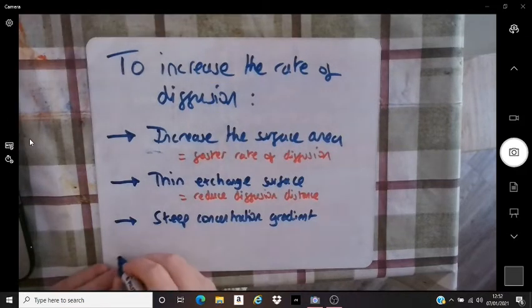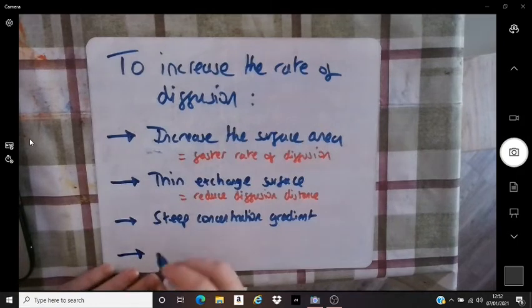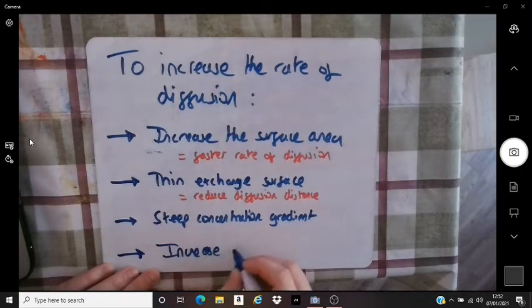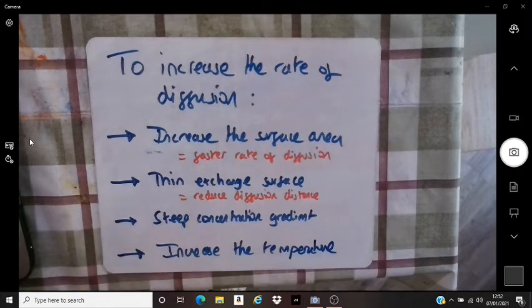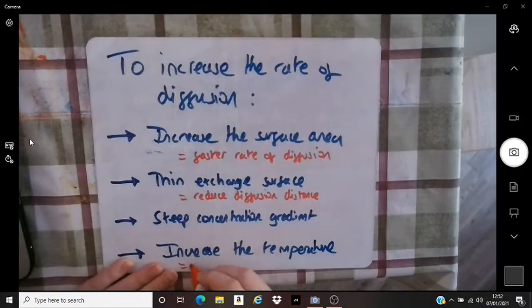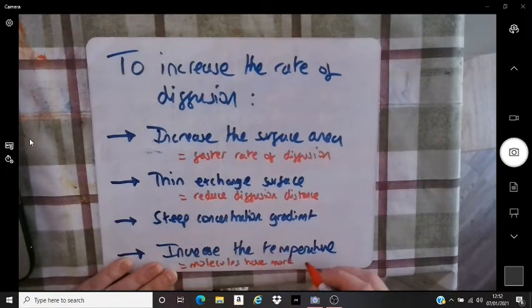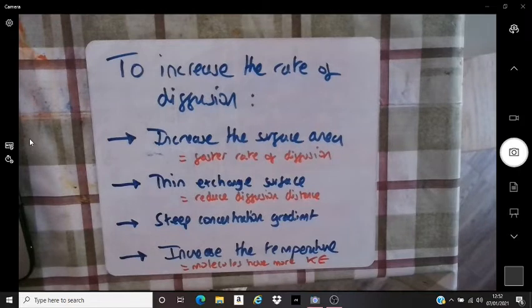And last but not least, quite difficult to do with living things, but if I can increase the temperature, that means molecules have more kinetic energy. I'm going to write KE for kinetic energy. Obviously in an exam, write it in full please. I overdid it with my spacing, so I'm just writing KE, but kinetic energy, please write in full if you're answering a question in an exam paper. If you increase the temperature, the molecules have more kinetic energy and therefore they're going to move more.